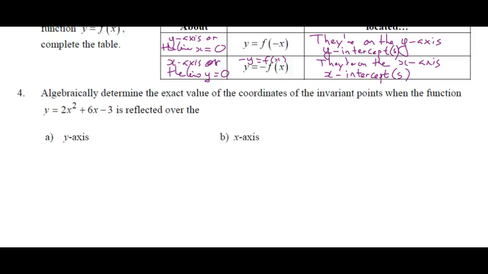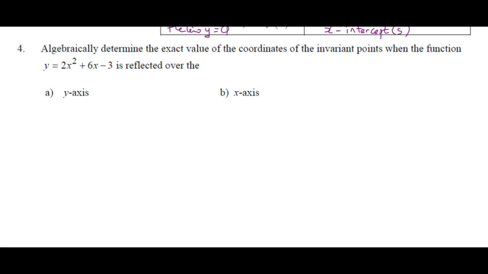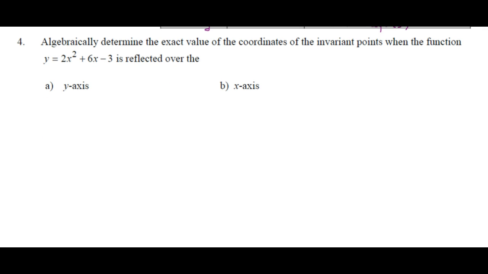Algebraically determine the exact values of the coordinates of the invariant point when the function is reflected over the... Okay, if it's reflected over the y-axis, then where are the invariant points? On the y-axis. What do we call the points on the y-axis? So we are looking for the y-intercept, right? Now, being as this is a quadratic, we know that it has one y-intercept. Okay. When does the y-intercept occur? What are we looking for? X is equal to 0.